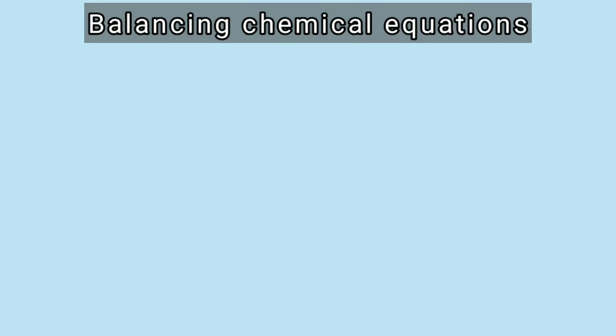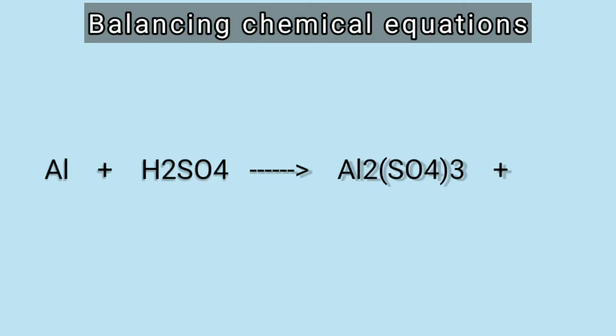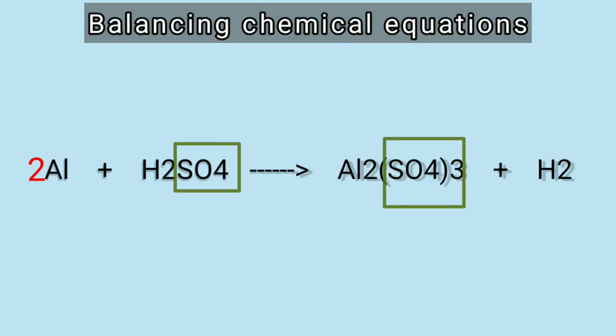Next equation which we are doing is aluminium reacts with sulfuric acid to give aluminium sulfate and hydrogen gas is liberated. On product side, that is on right side, we have two aluminium atoms and on reactant side we have one aluminium atom. To equalize that, we write 2 as a coefficient for aluminium. Next we will compare sulfate radicals on both sides. We have 3 sulfate radicals on right side and 1 on left side. To equalize that, we will write 3 as a coefficient for sulfuric acid.